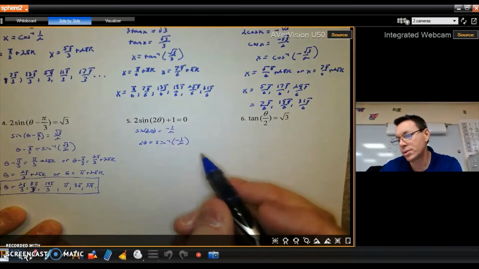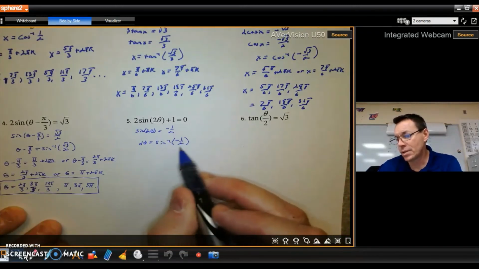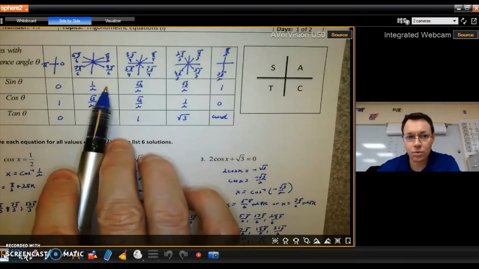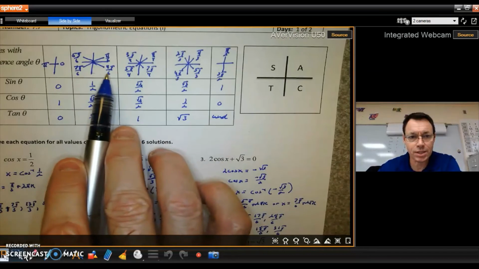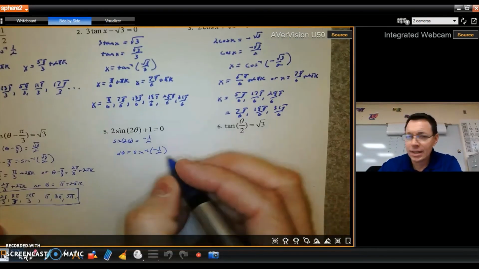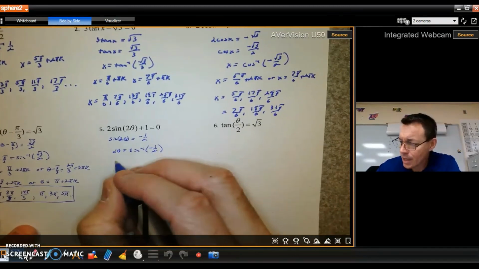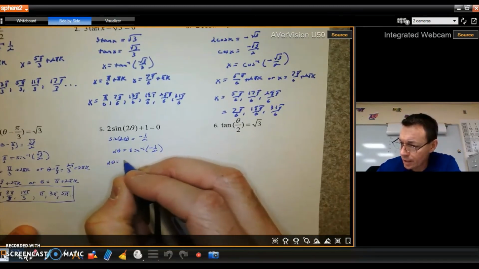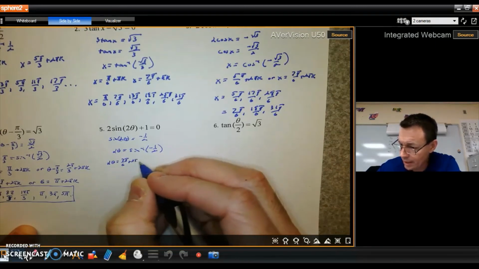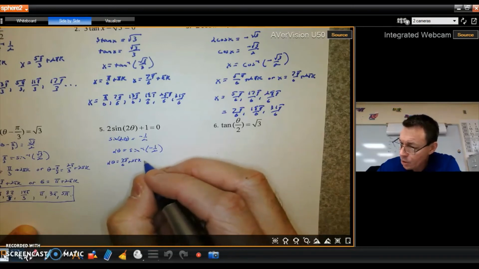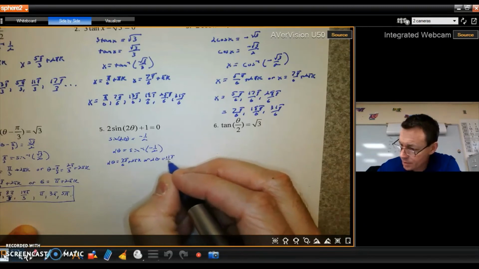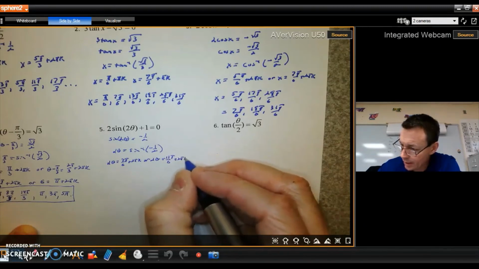So I need the two angles where sine is negative, so that's going to be quadrants 3 and 4, that have sine values of 1/2. So that's going to be 7 pi over 6 and 11 pi over 6. It was kind of sloppy. I didn't like that pen I was using at the beginning. All right, so 2 theta equals 7 pi over 6 plus 2 pi k, or 2 theta could equal 11 pi over 6 plus 2 pi k.